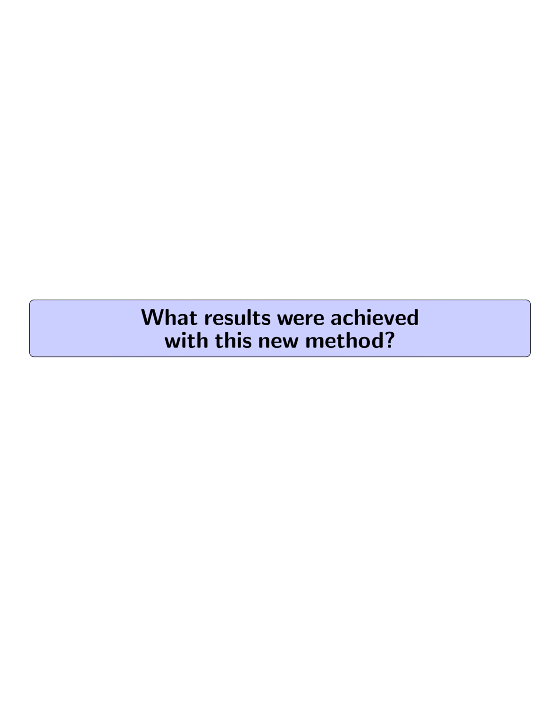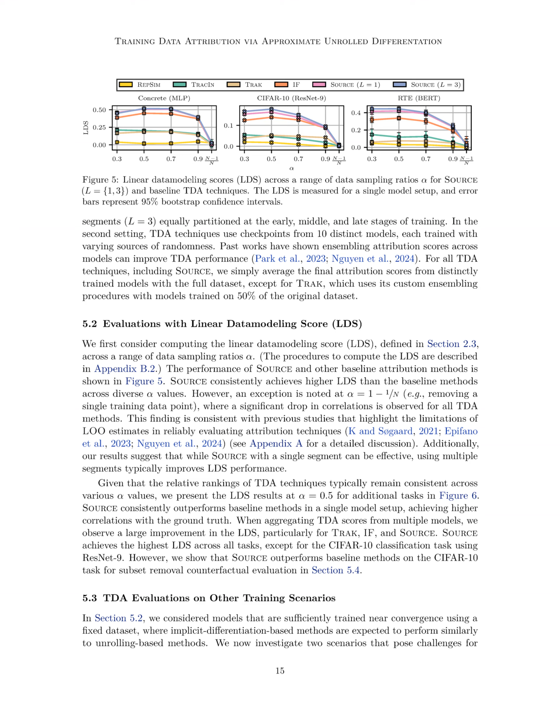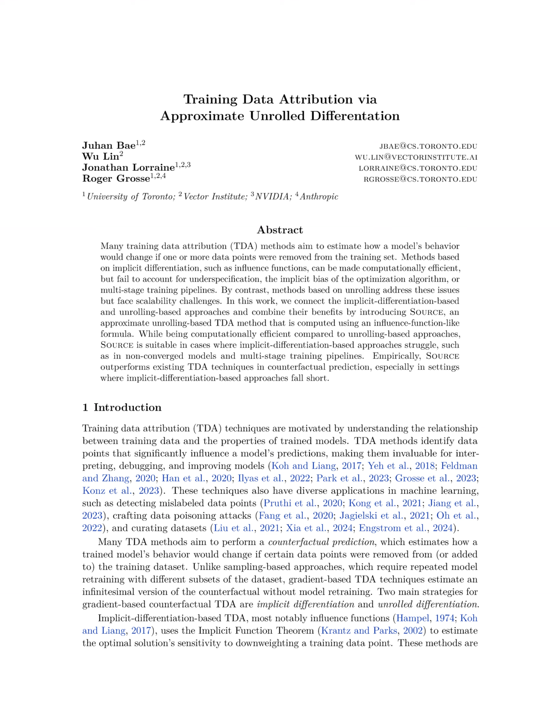What results were achieved with this new method? The new method, SOURCE, achieved superior results compared to existing training data attribution, TDA, techniques in various scenarios. In terms of the linear data modeling score, LDS, SOURCE consistently outperformed baseline methods across different data sampling ratios. It demonstrated higher correlations with the ground truth, especially when using multiple segments for analysis.